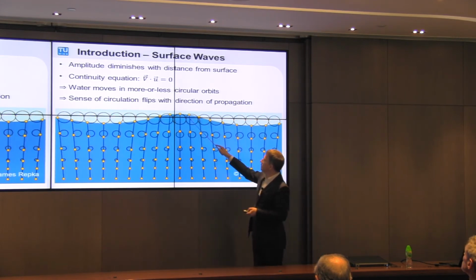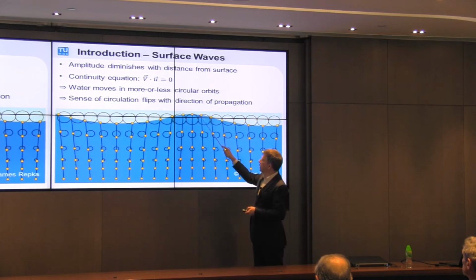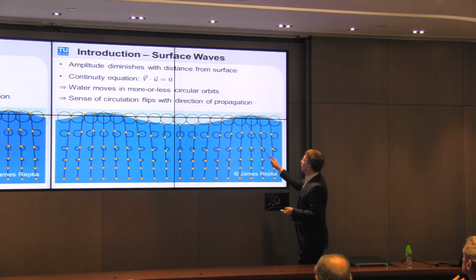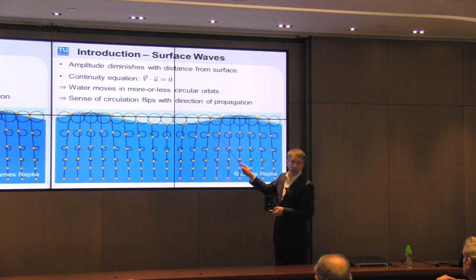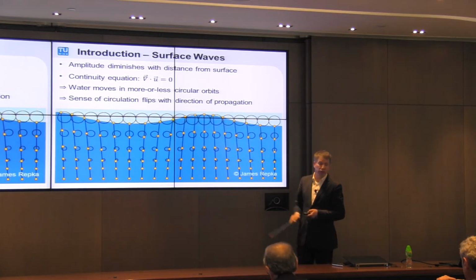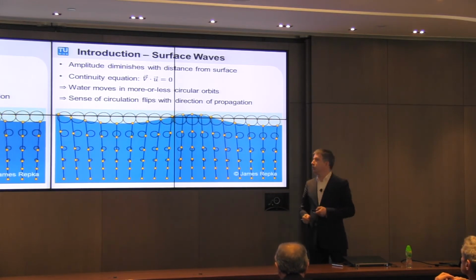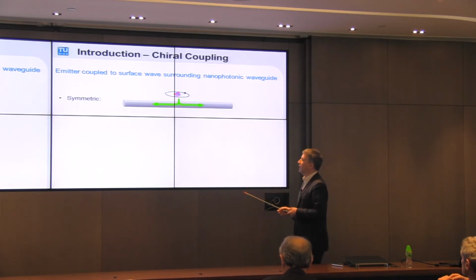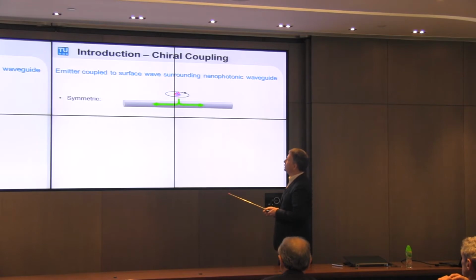Okay, so here you see that the flow is clockwise, but if I now reverse the direction of propagation of the wave, then the circulation will be counterclockwise. So there's a one-to-one link between the sense of circulation and the direction of propagation. And what we will see is that you can make use of this effect in the context of light waves, so surface waves of light, in order to realize what we would call chiral coupling, so direction-dependent propagation, direction-dependent coupling of light and matter.